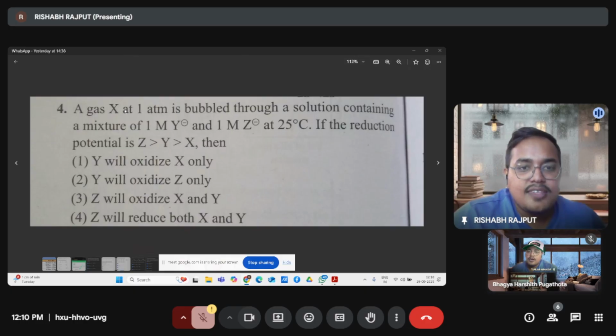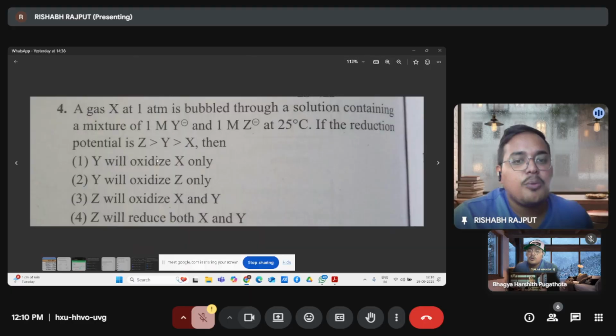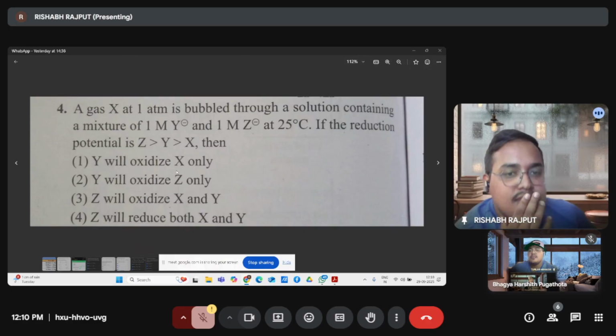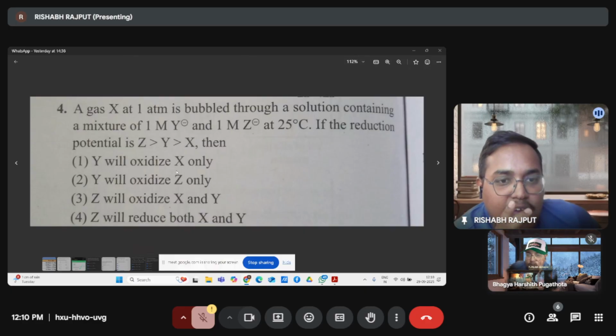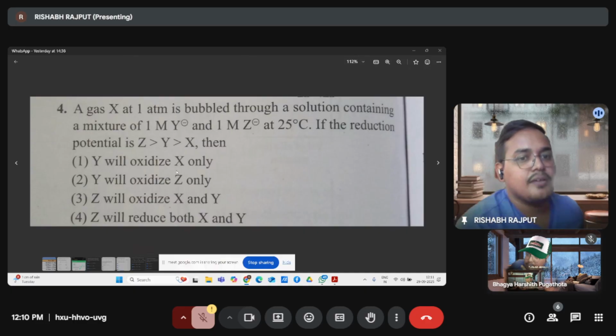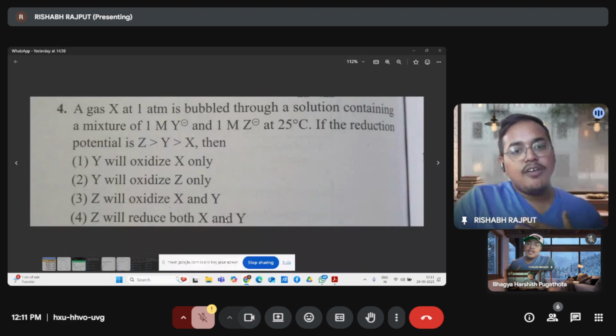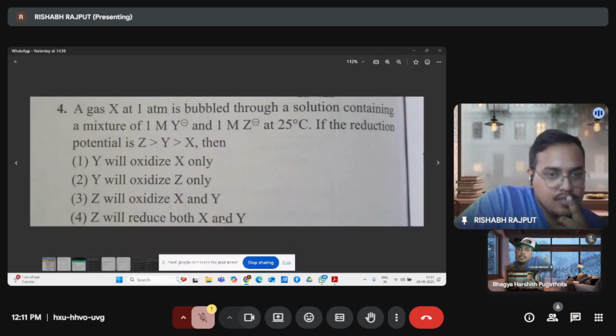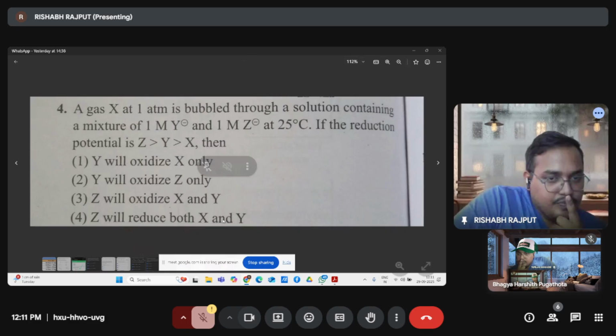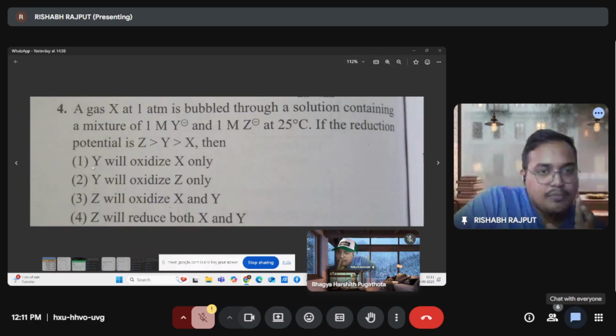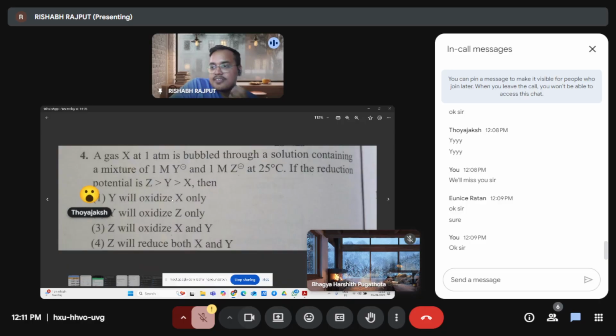But you can see here, they gave you three options as oxidize. Y will oxidize X. What is the meaning of this? You can understand, Y will oxidize X only, Y will oxidize Z only. What is the meaning of this? If I say, okay, I will oxidize you, what is the meaning of this? And please see, why oxidize X?